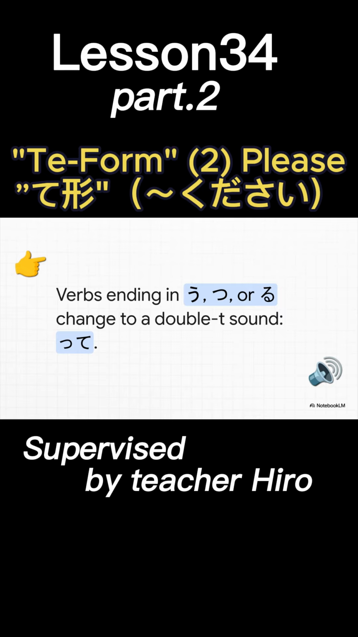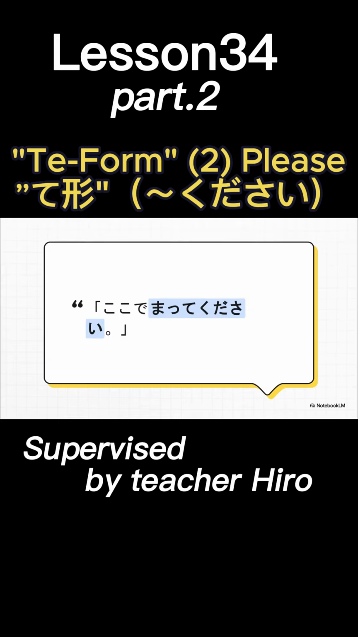If you have a U-verb that ends in u, tsu, or ru, you're going to drop that final syllable and replace it with te. It makes a kind of sharp, cut-off sound like a double T. A perfect example of this is the verb matsu, which means to wait. It ends in tsu, right? So according to our rule, that changes to te. So matsu becomes mate. Put it all together, and koko de mate kudasai is please wait here.